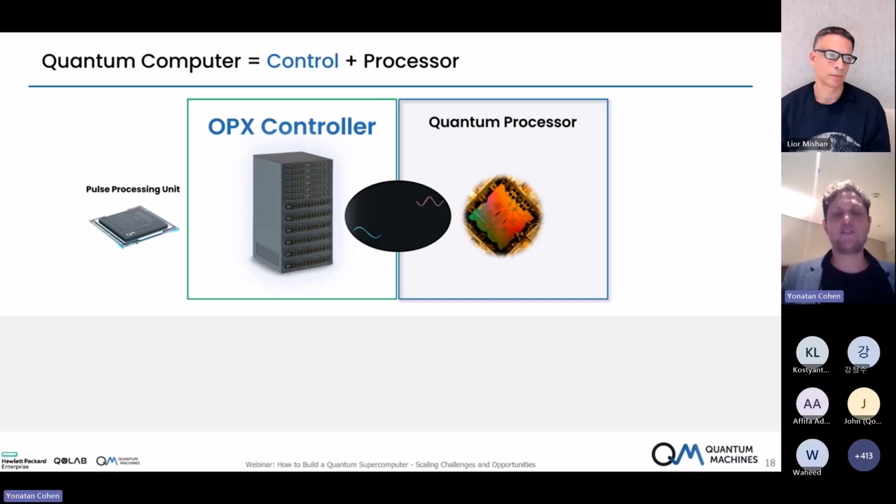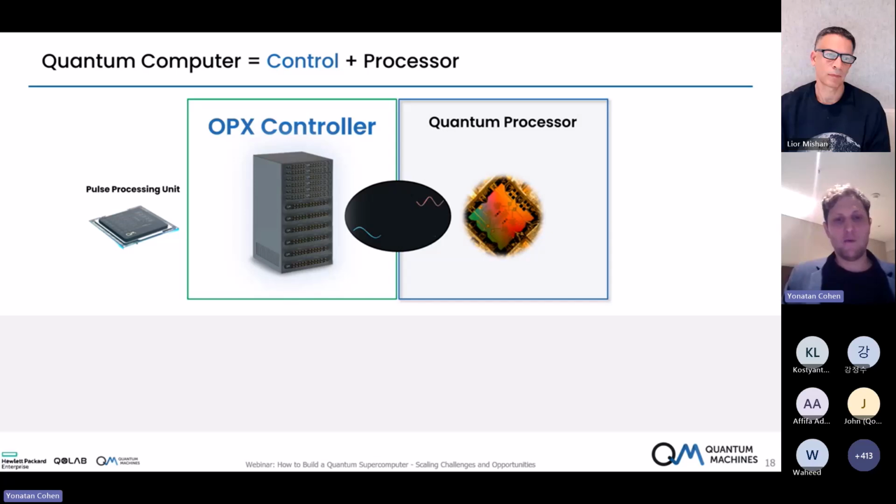The first one is pulse generation and orchestration. You need to generate many pulses, many control channels as you scale up. You need to do qubit readout. So again, measuring signals coming back from the quantum processor, processing them to get the state estimations. Then real-time processing and decision-making.